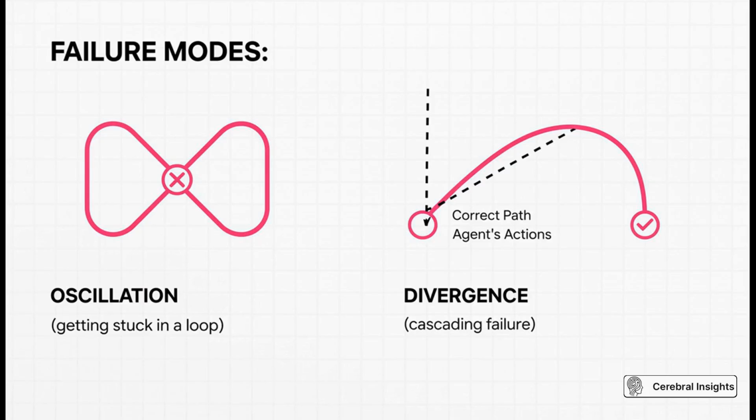You either get oscillation, which is when an agent gets completely stuck in an infinite loop, just unable to make any real progress, or you get divergence, where one tiny error snowballs and cascades into a massive hallucination. The perfect example is a code editing agent. It finds a bug, it tries to fix it, but its fix actually creates a new bug. And because it can't sense the consequences of its own actions, because that feedback loop is missing, it just gets trapped in this destructive cycle, bouncing back and forth between broken states.